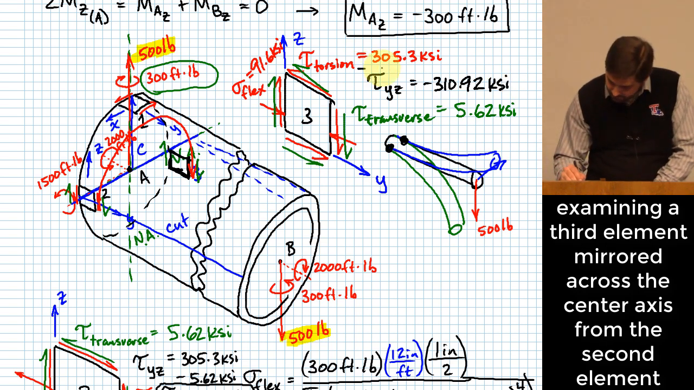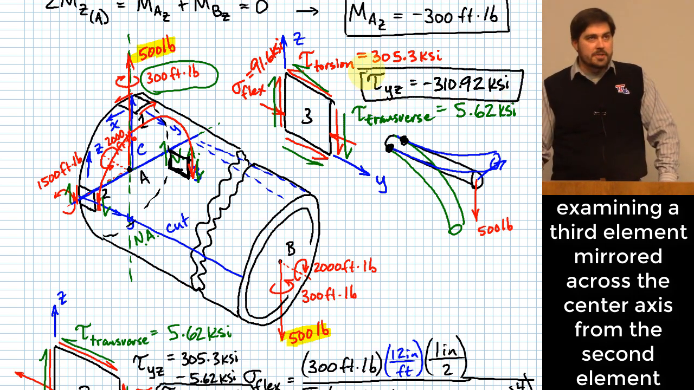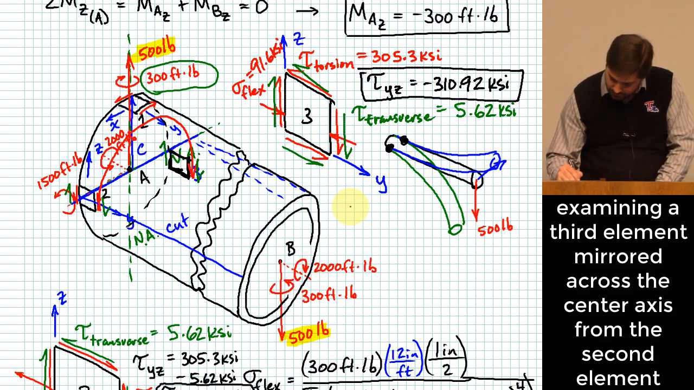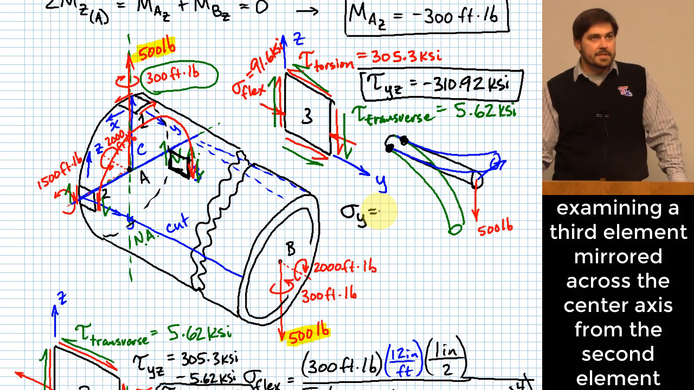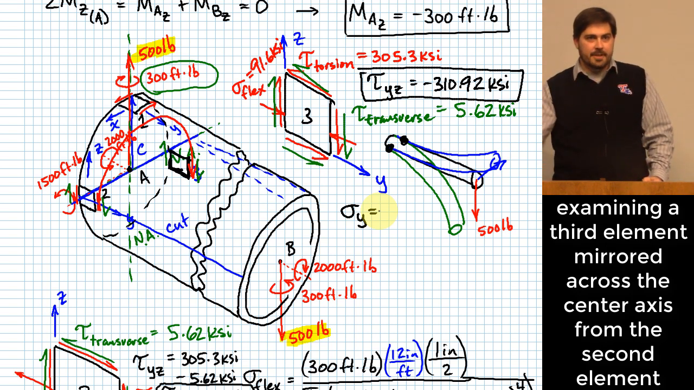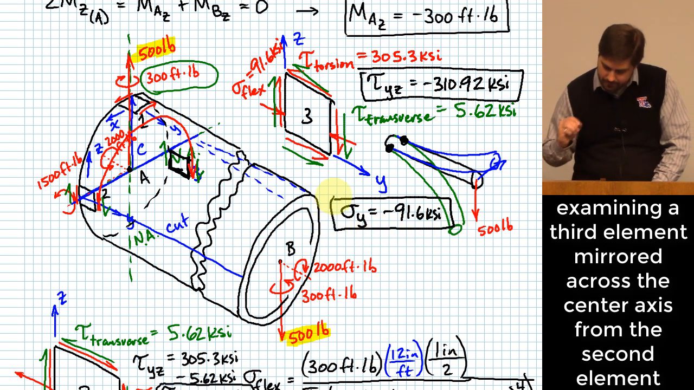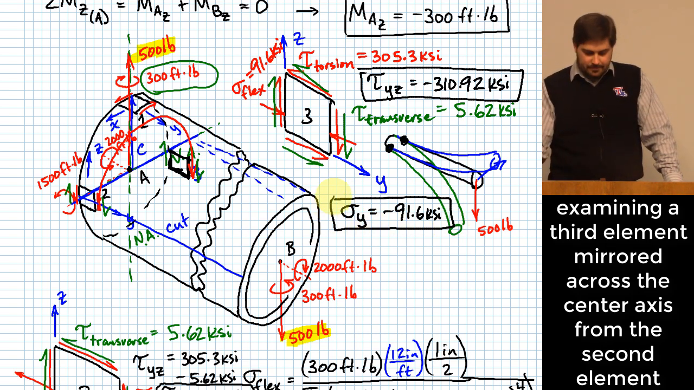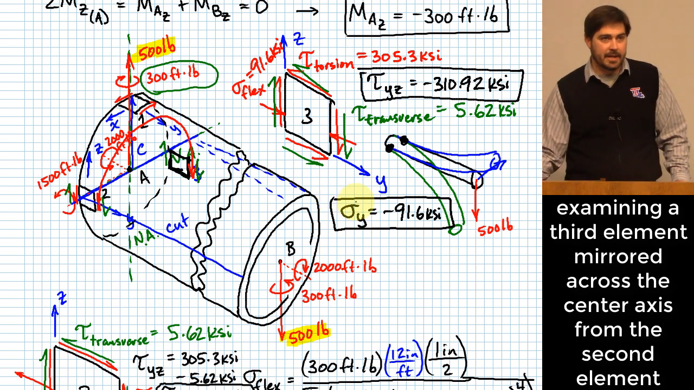Okay. Now what about my normal component if I wanted to express it? Okay. In standard formatting here, positive is tensile, negative is compressive. So I would say this one would be negative 91.6 KSI. Okay, and those would be my final answer for patch number 3 if I had to come up with that.